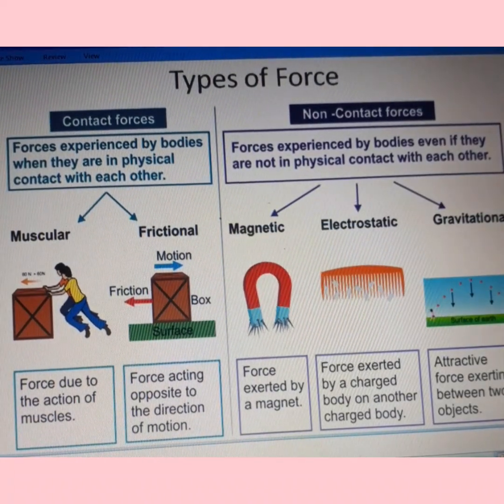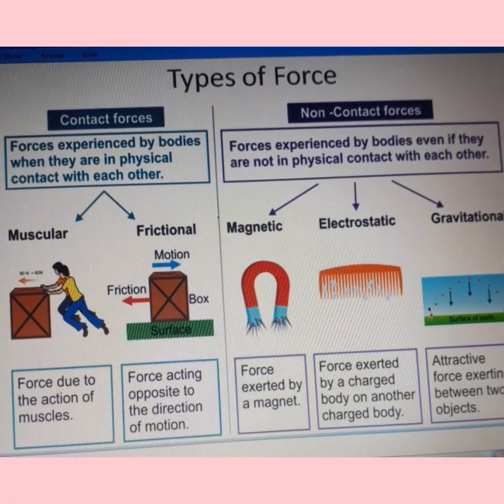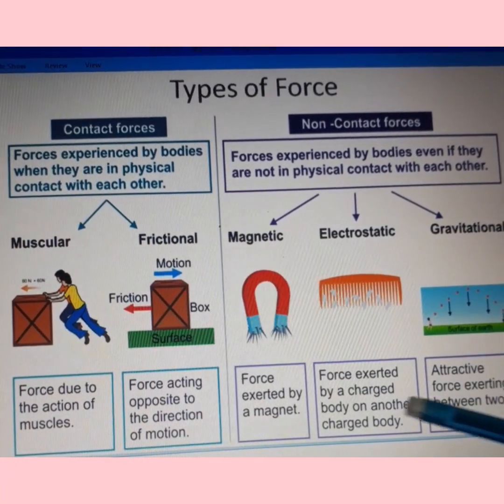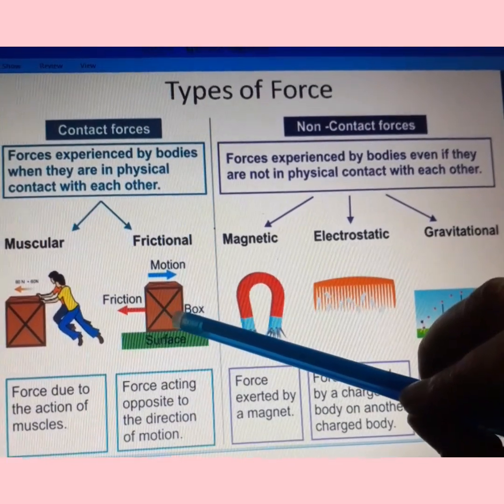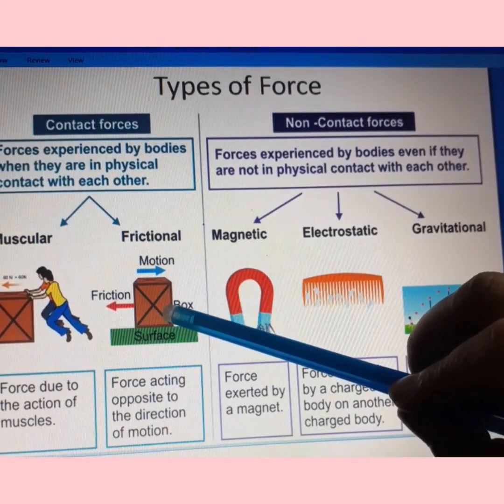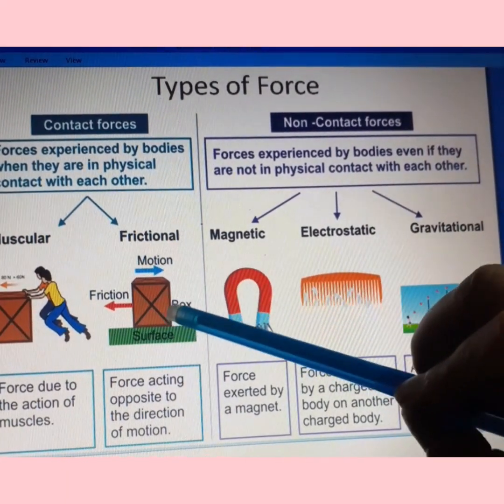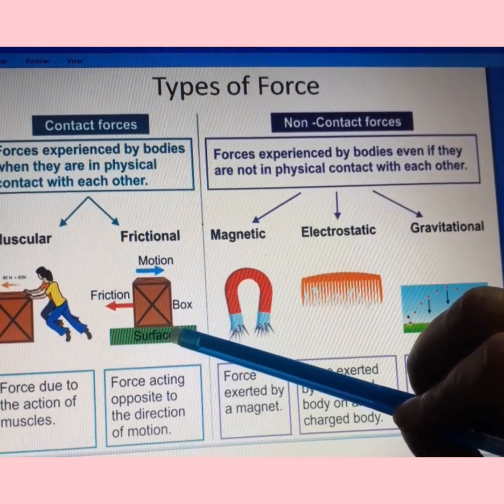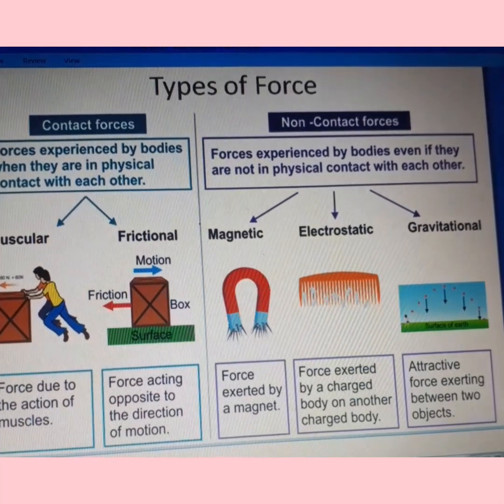Frictional force. Frictional force is the force that is acting opposite to the direction of motion. For example, this box is being moved and the frictional force is exerted on it in the opposite direction.